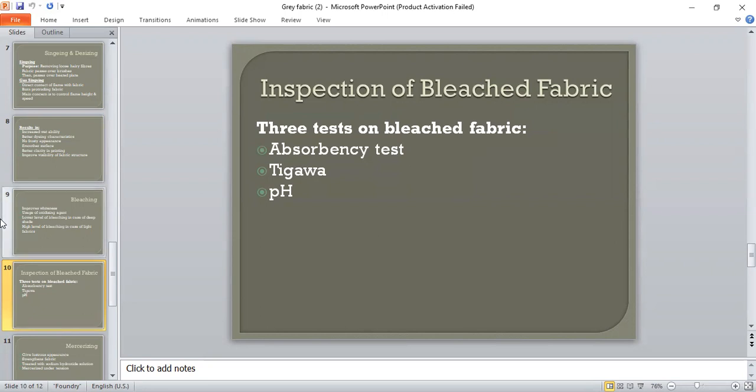In bleaching, an oxidizing agent was used, which is harmful, so afterwards the Tegewa test is done to remove any acid left there. Then the pH test is necessary to control the pH of the dyeing bath because it affects the exhaustion and friction rate.